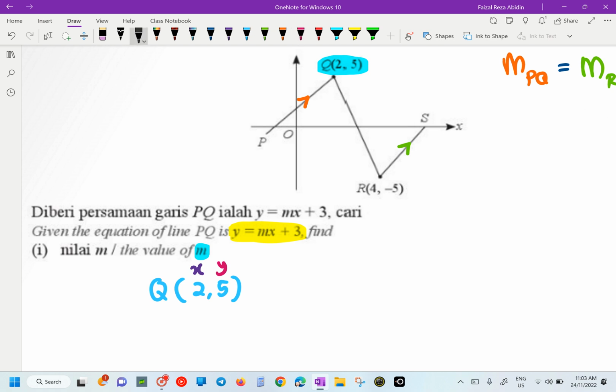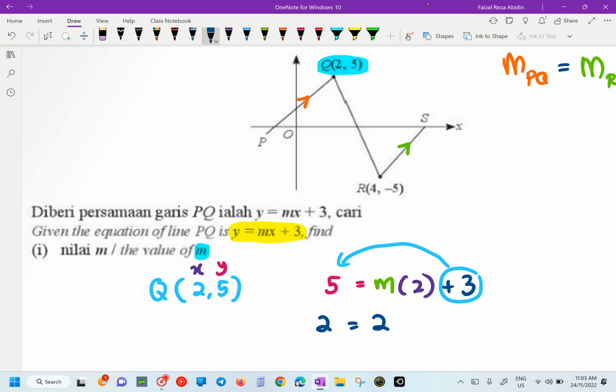y equals, so y I already have there is 5, equals, do we have our m? No. Do we have our x? Yes. Then plus 3. So what should you do here? Bring 3 to the other side. So 5 minus 3, we get 2 equals 2m, which means our m here is going to be 1. Okay, girls?